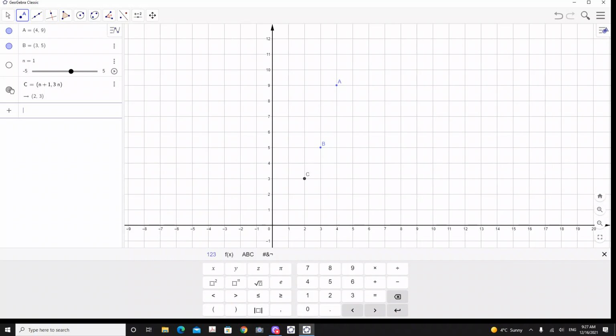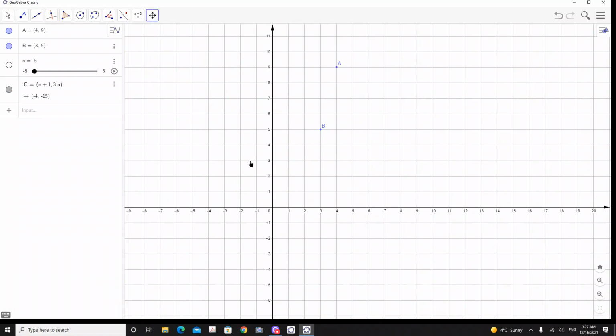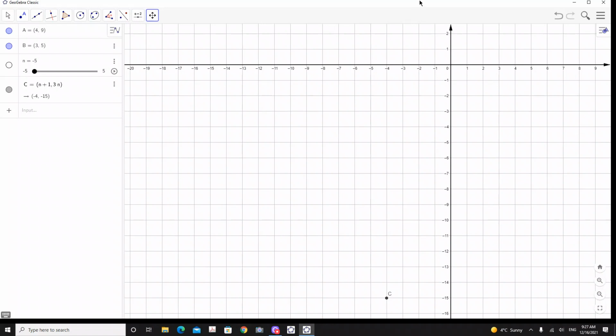So let me hide this point for the time being and make it negative here. Yes, and then open it up. You cannot see point C right now because it is -4 and -15. It should be somewhere here, yes? So if I put -5, the lowest one in this range, here it becomes -4 and it becomes -15.